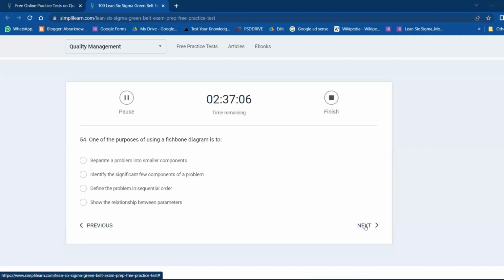Which one of the purposes of using a fishbone diagram? This is a very easy question, and all you have to do is separate a problem into smaller problems, and then you can further go on and do it in the Ishikawa as such.